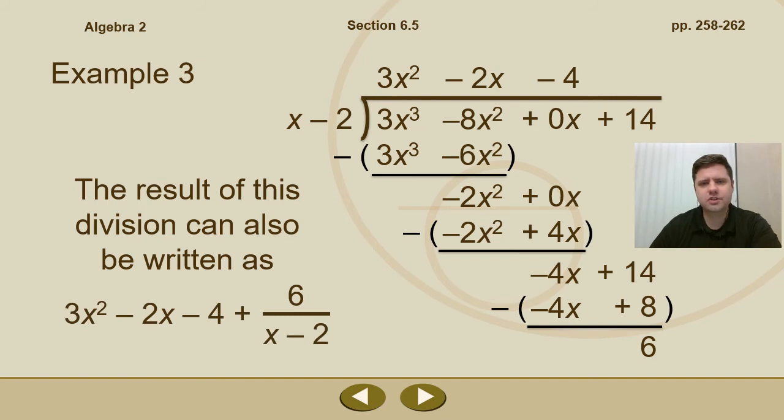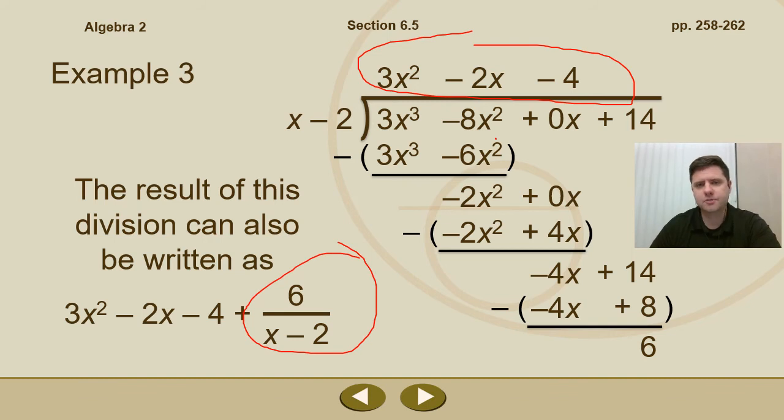So the result of this division can be rewritten as, again, all of this stuff plus then the remainder, but being shown over the x minus 2. So that's the way that we end up showing the remainder, is we just put it over the divisor.